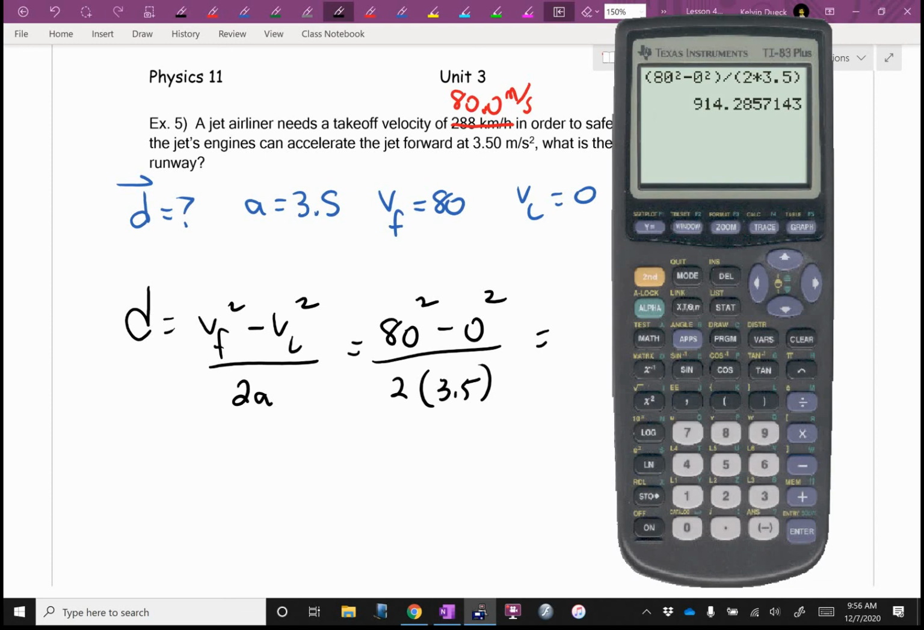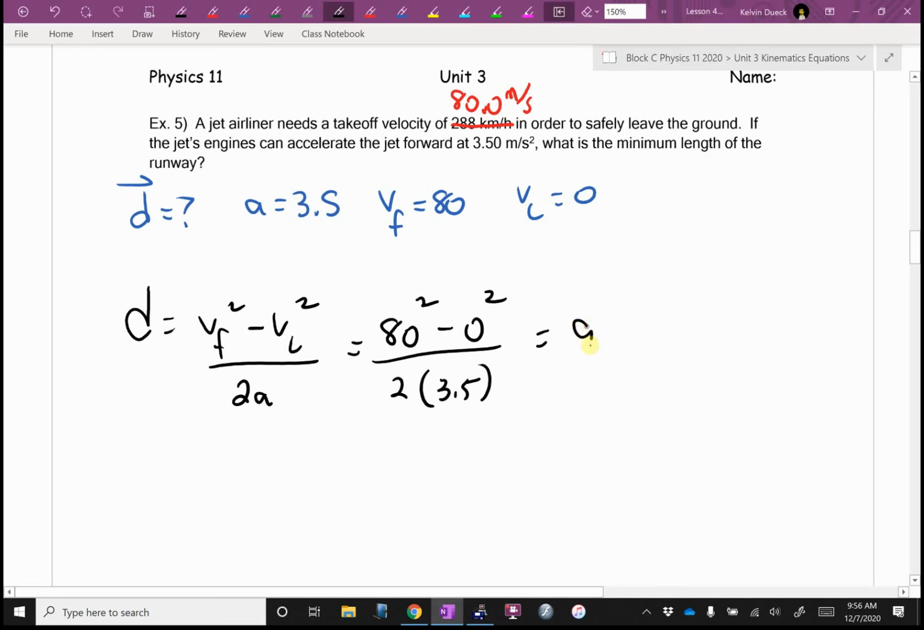Because if you built the runway this long, that means you're backing up so that your tail is sticking out over the field and you're taking off right when your front wheels are just hitting the end of the pavement. You're not going to build an airport runway that way, but it has to be at least that long, so you'd probably double it or triple it for redundancy. But 914 meters.